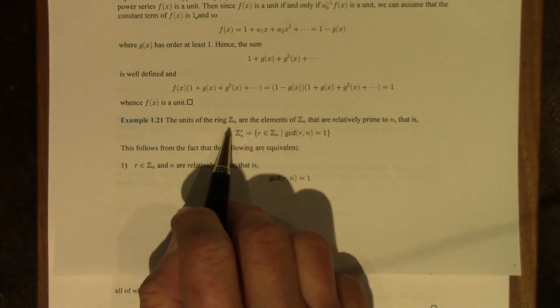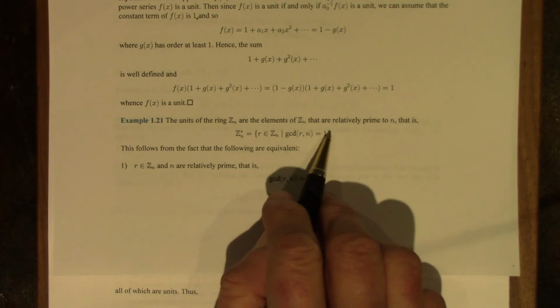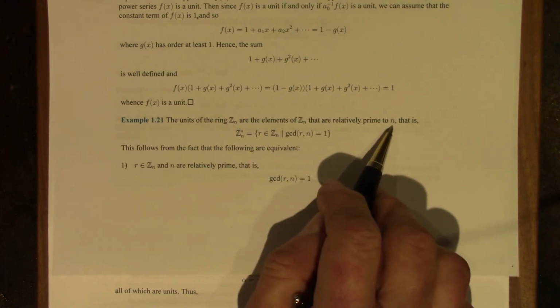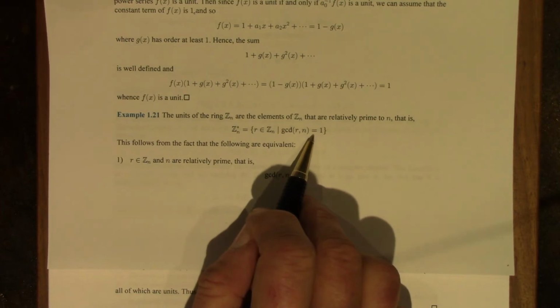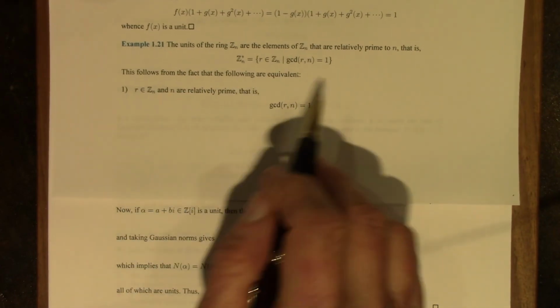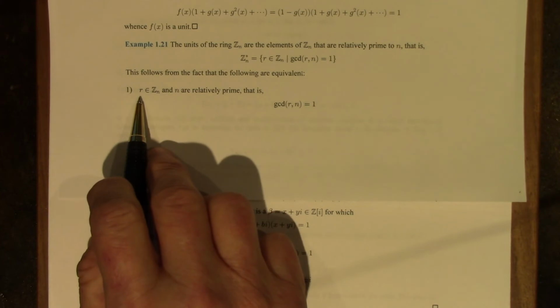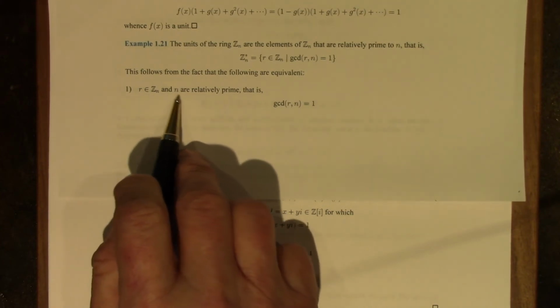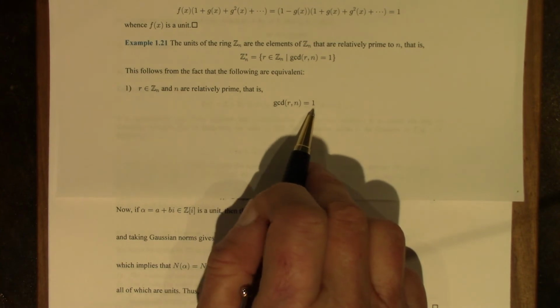The units of the ring Z n are the elements of Z n that are relatively prime to n. So that looks like this in symbols. And this follows from the fact that the following statements are equivalent. An element R in Z n and n are relatively prime. Greatest common divisor is 1.